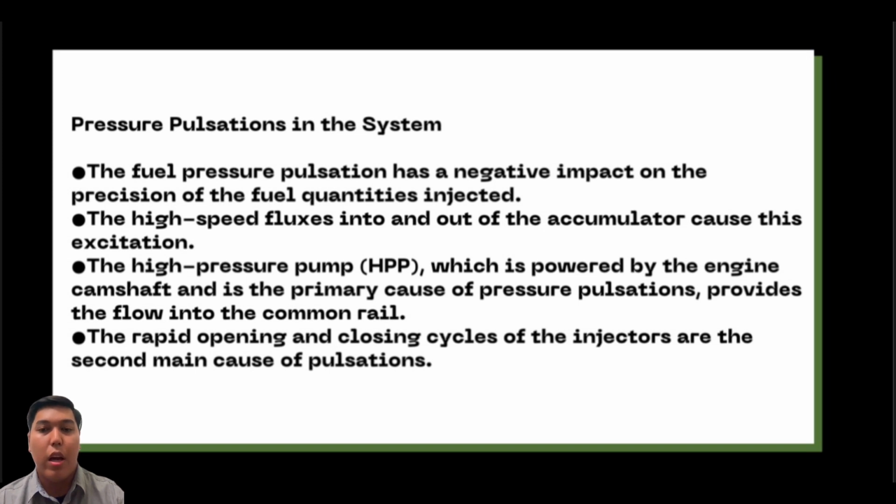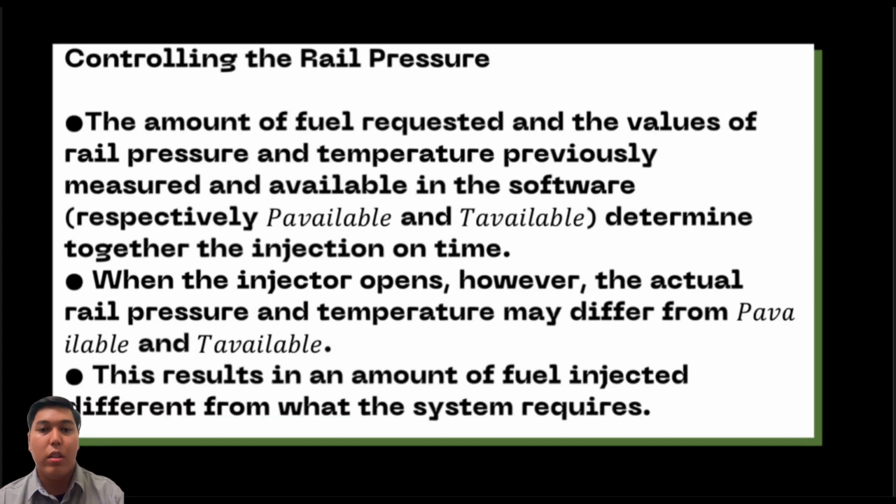Lastly, the amount of fuel requested and the values of rail pressure and temperature, previously measured and available in the software, determine together the injection on time. The result is an amount of fuel injected different from what the system requires.